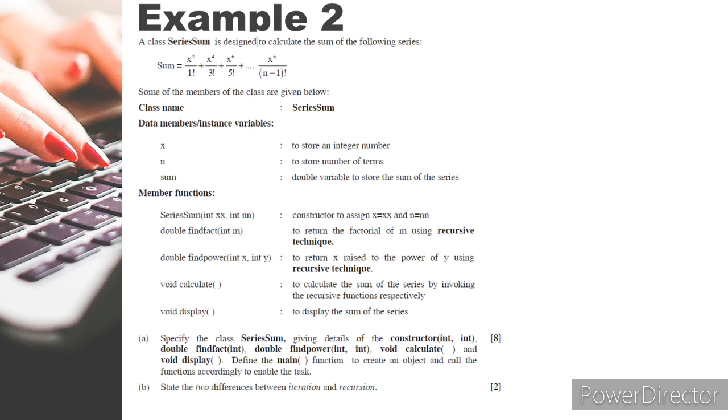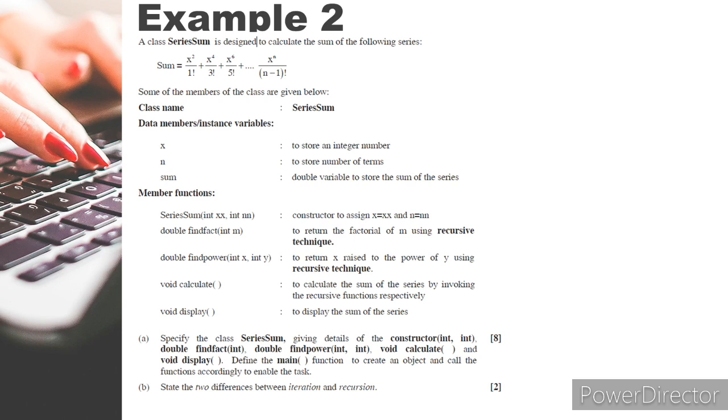Let's have a look at the second example. One series is there: x square by 1 factorial, x to the 4 by 3 factorial, x to the 6 by 5 factorial. This is the series, and we need it till n, and the sum also. If you concentrate on this program, first is the class name, and 3 data members are there. Out of these 3 data members, sum is double.